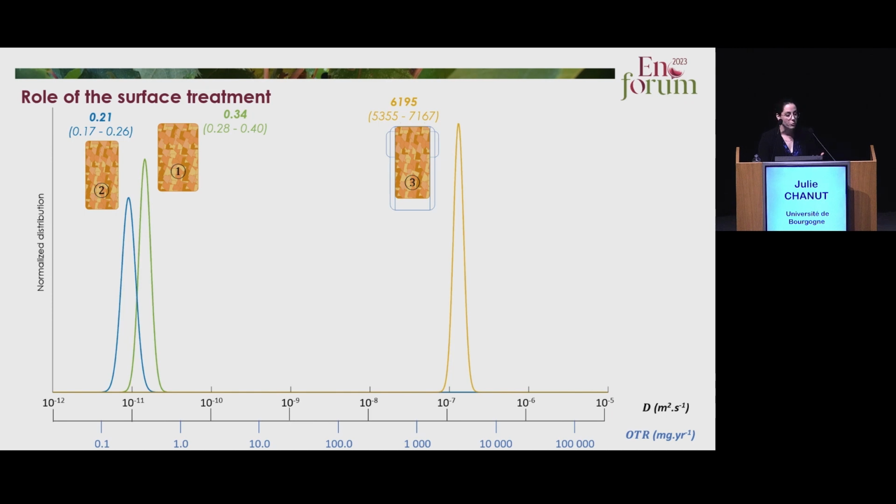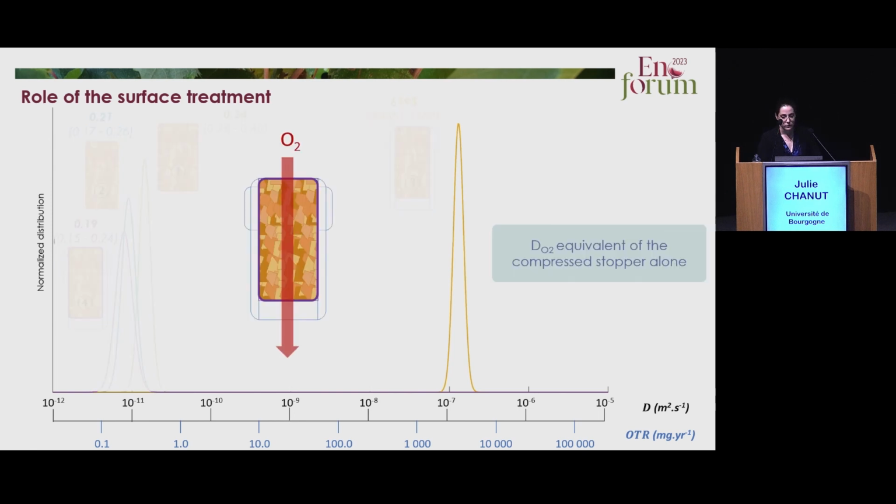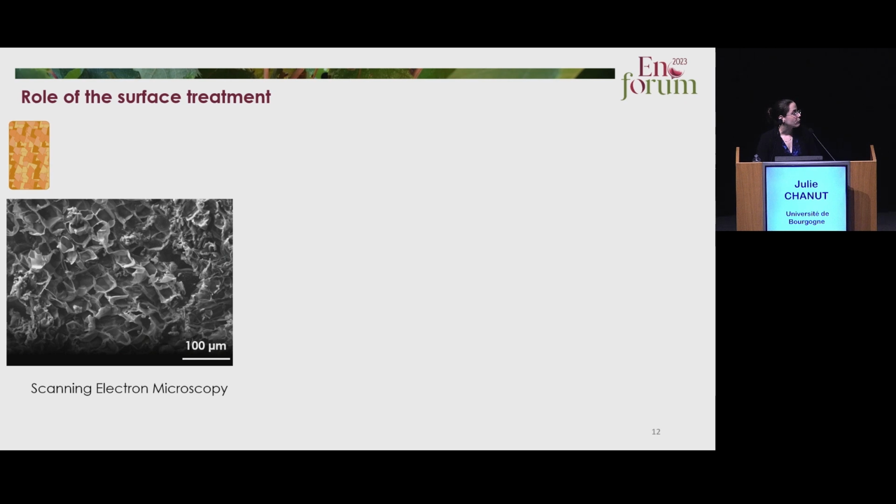We now apply a surface treatment to the cork before placing it into the bottleneck, and we see that we go back to the initial distribution where we had the cork only, and it is 0.2 milligrams per year. So the coefficient of diffusion of the OTR is similar to the cork alone without considering the interface. So based on the measurement, you see that there is a fundamental role played by surface treatment, which acts as a barrier to oxygen and which makes the closing of the stopper system more tight.